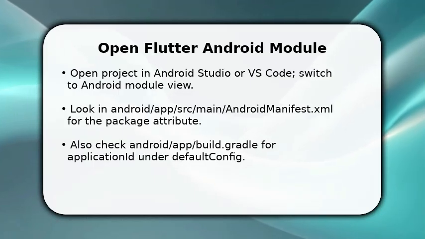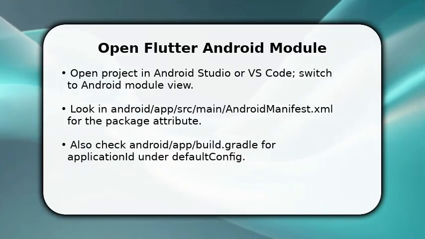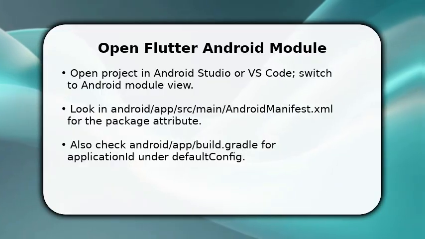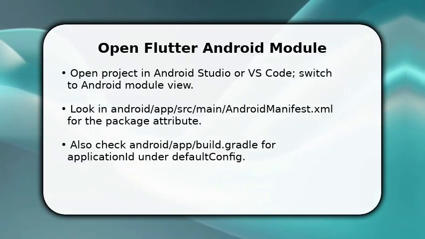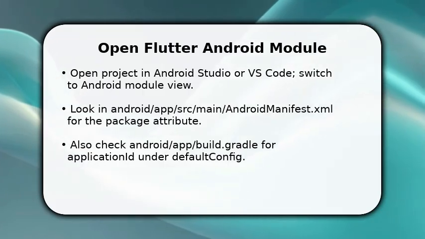You start by opening your Flutter project and jumping straight into the Android folder. Once there, open Android/app/src/main/AndroidManifest.xml and read the package attribute, that is the compile time package.